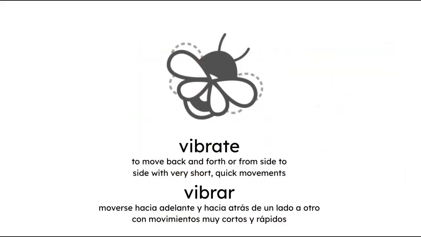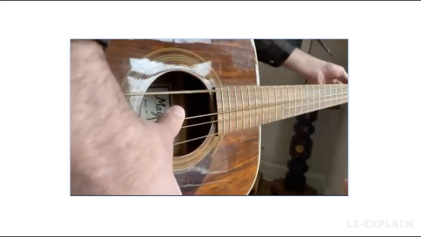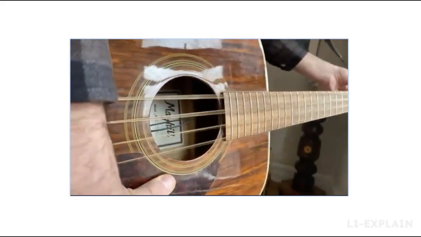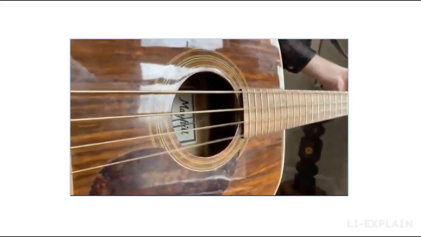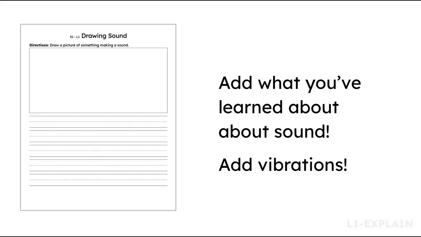During the discussion, you'll post the Vibrate vocabulary card. You'll also show students a slow motion video of a moving guitar string to emphasize the concept of vibrations creating sound. You'll have students go back to their Drawing Sound student journal page and add any additional information they may have learned about sound. You'll ask them to add vibrations to their drawings.